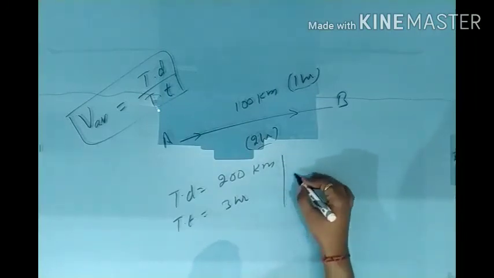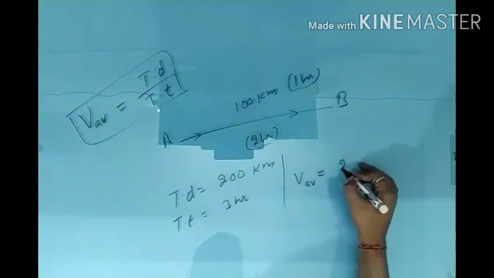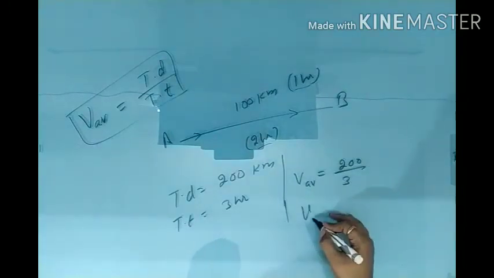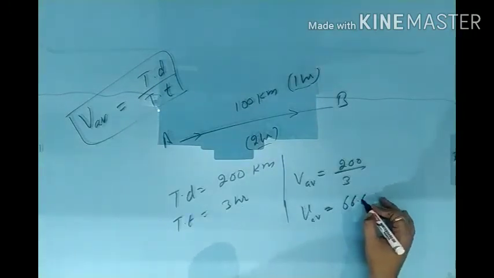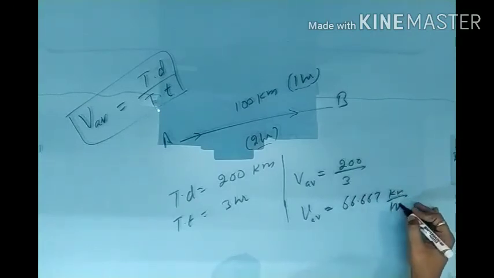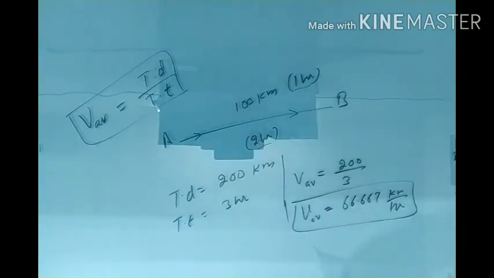Now average speed is equal to 200 divided by 3. It comes approximately 66.67 kilometer per hour. That is the average speed. So with this we have completed our topic, that is speed and average speed. In the next lecture we will do velocity and average velocity.